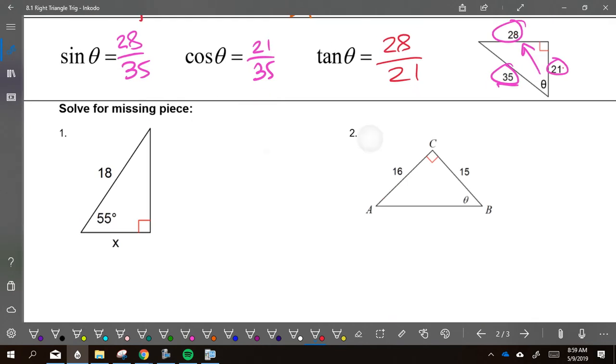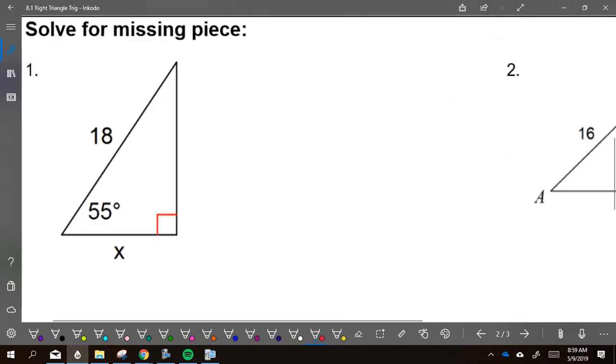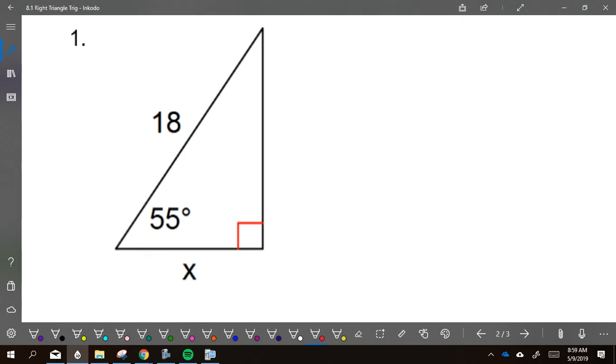Let's solve for a missing piece. So number one, I got this guy right here. In order to solve a triangle, you need to know three things. And so in this case, we've got 18, we've got 55, and we've got a right angle. Okay, the right angle allows us to use SOHCAHTOA. If it weren't a right triangle, I can't use SOHCAHTOA. But because it is, that's why I'm using it. Okay, I'm using the two that I know then to find the missing one.